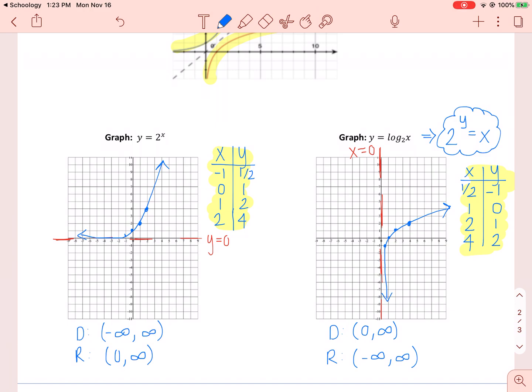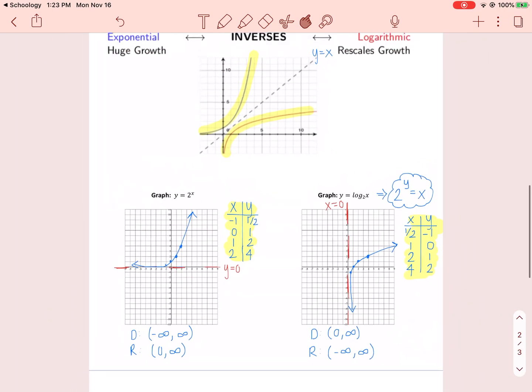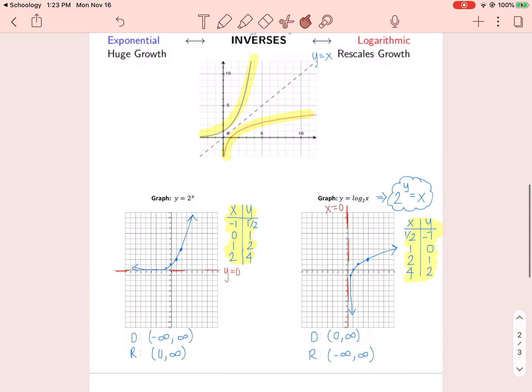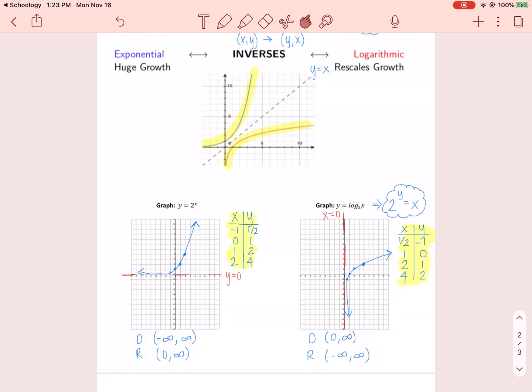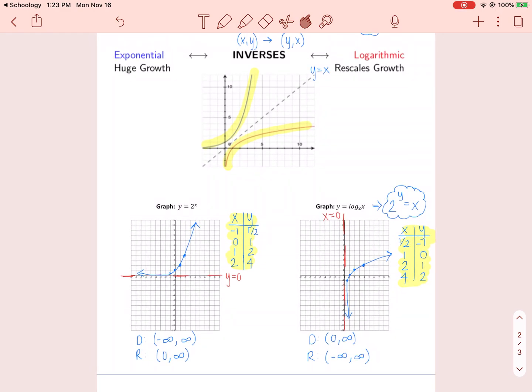If we graphed them on one graph, you would see they're symmetric just like above. My suggestion, always x, y tables. Remember, inverse just means flip x and y. We'll do plenty of practice during class. Come with questions.